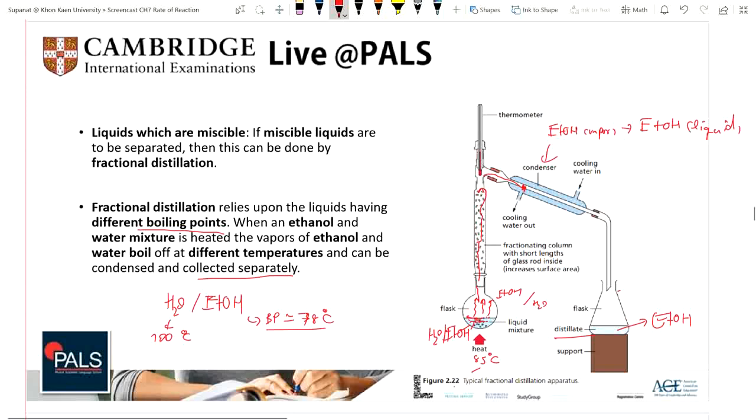This is fractional distillation, and we can use fractional distillation in the oil refinery industry as well to separate by boiling point. For example, the kerosene, the diesel oil, and other kinds of oil like naphtha or asphalt.